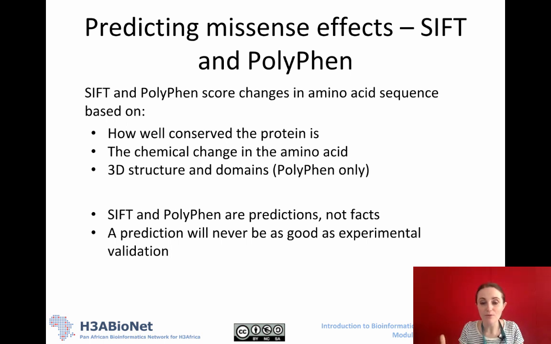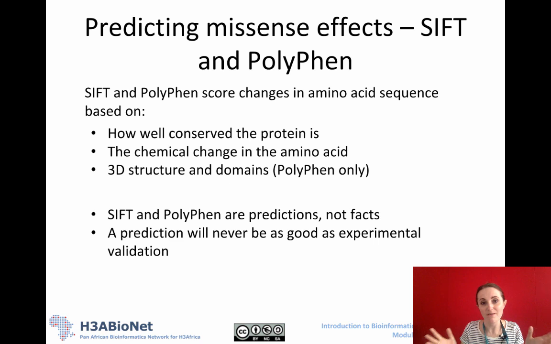If there's a chemical change in the amino acid, so if we switch out a positively charged amino acid for a hydrophobic one, for example, this may completely change your protein structure, whereas if you switch one positive for another positive, it's likely to stay roughly the same. PolyPhen also takes into account 3D structure and known domains.